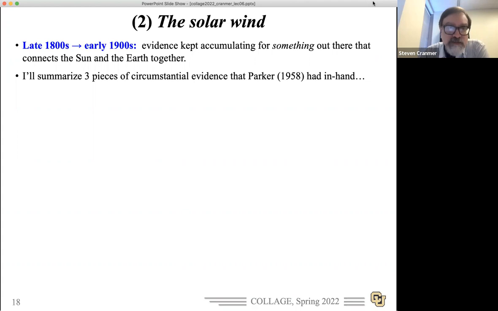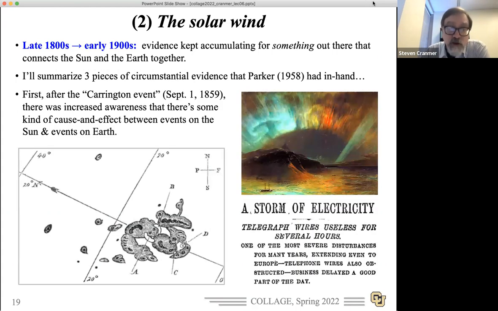There were three pieces of circumstantial evidence that Parker had. One of them was, of course, the existence of space weather. Even with this very first event, Carrington saw the very bright solar flare and sketched it in the lower left there. Several days later, people all around the world saw strong geomagnetic storms and auroras. The fact that there's a cause and effect relationship, that something happened on the sun and then several days later something happened on the Earth, started to become in the zeitgeist, in the overall mind.